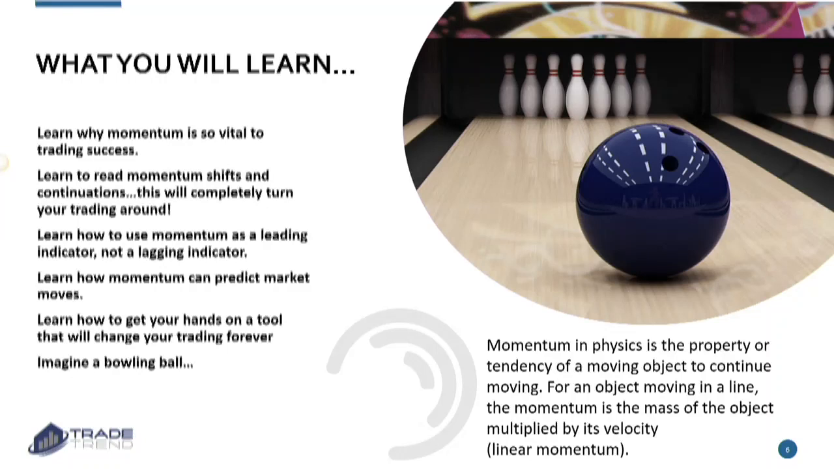For an object like a bowling ball that moves in a line, the momentum is the mass of the object multiplied by its velocity. This in physics is referred to as linear momentum. And the reason I bring up this analogy is because it's applicable to the markets. The same principle can be applied to price movements in the markets. So I want you to keep this idea in mind as we look at momentum in the markets.